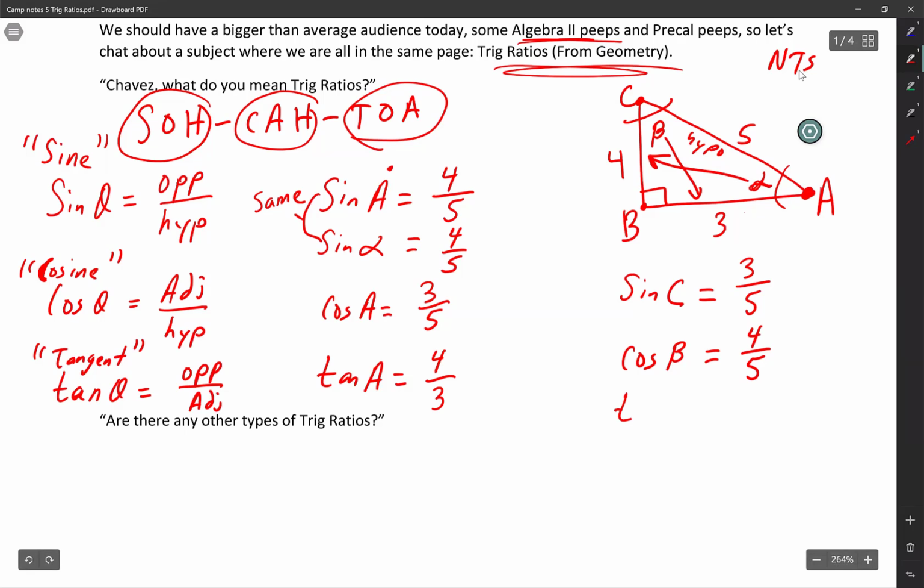What is tangent of beta, or tangent of C? Tangent of C is opposite over adjacent, so 3 over 4. And there it is, guys, and it really is that simple. That's it. That's all there is to it.